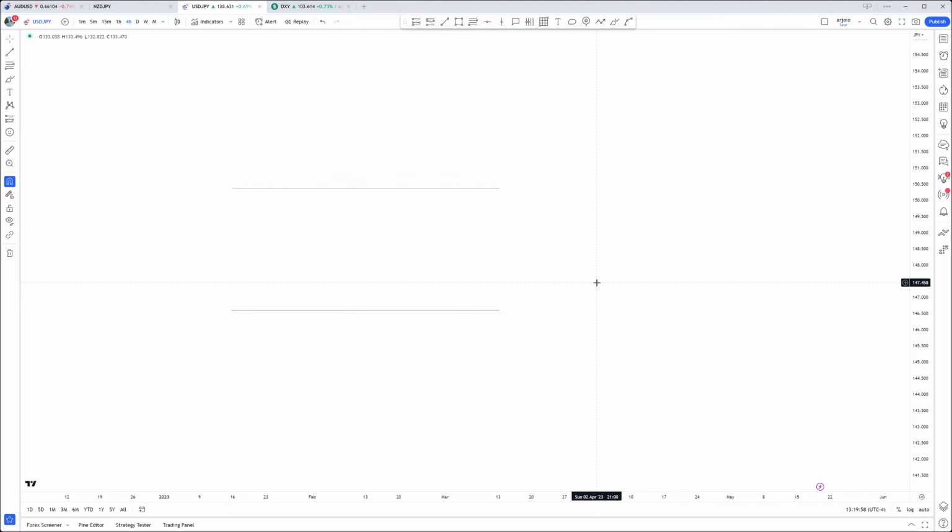So above market price. For example, market price is here. Above it are buy stops and below it are sell stops. So if we know that, that makes up liquidity.